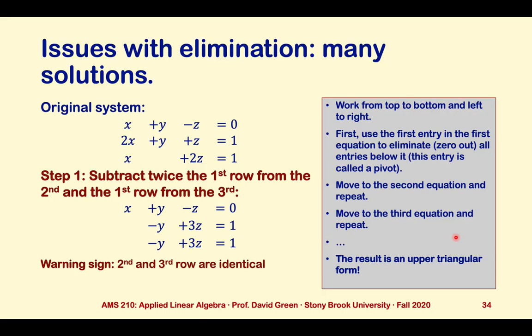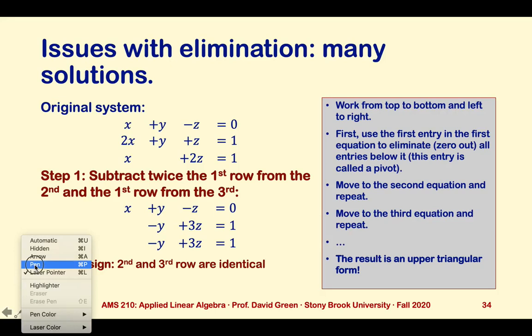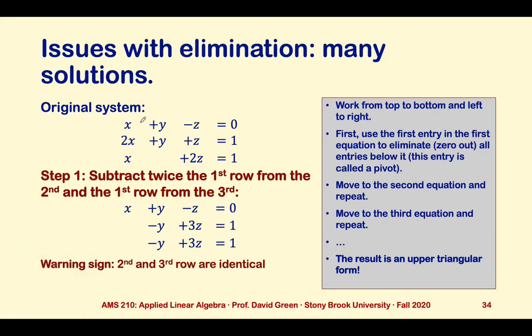What about a case with many solutions? I've constructed such an example here. Let's work through Gaussian elimination in the normal way. We start focusing our attention in the first equation, the first variable. We want to use this as a pivot to eliminate below. In this case, to do that, we need to subtract twice the first row from the second and subtract the first row itself from the third.